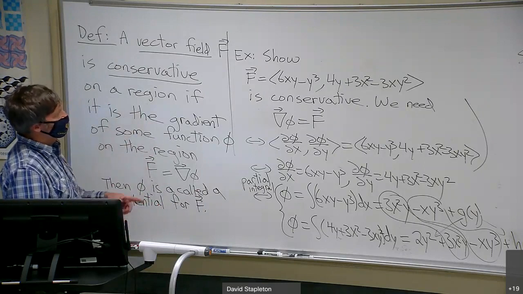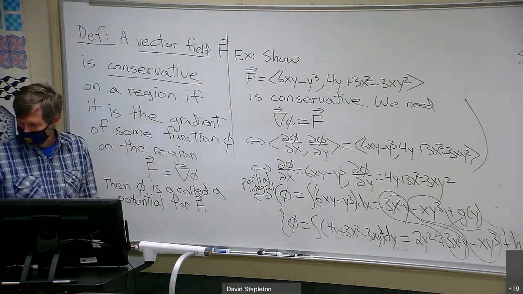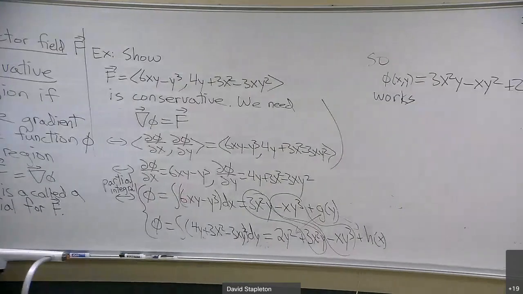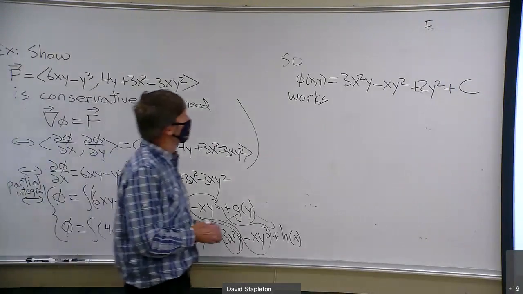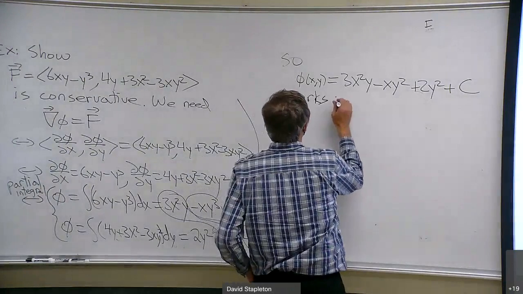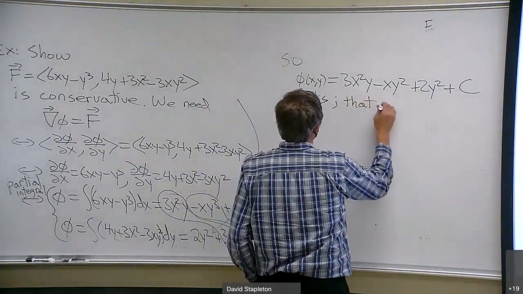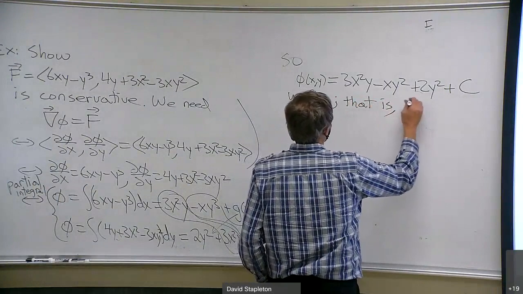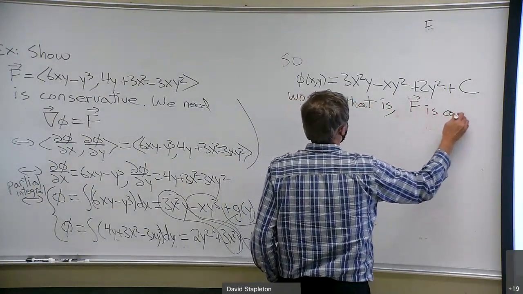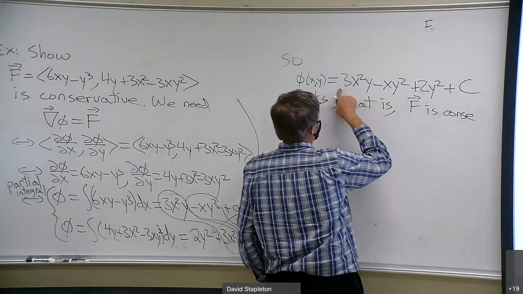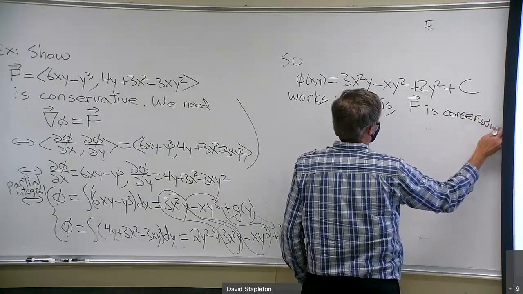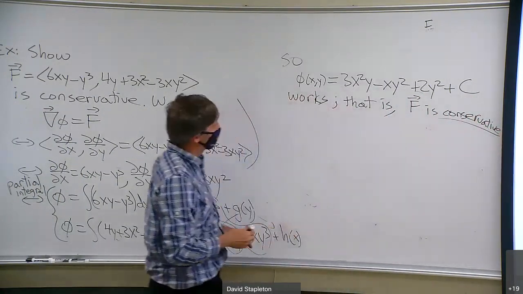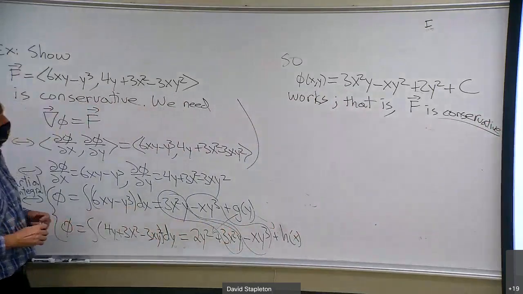And so we found a potential, consequently, a conservative vector field. Most of the time, if you just write down an arbitrary vector field, it's not conservative. So this works, that is, F as given is conservative. We found a function whose gradient is F. That's the idea of a conservative field. It's conservative if and only if it's the gradient of some function.